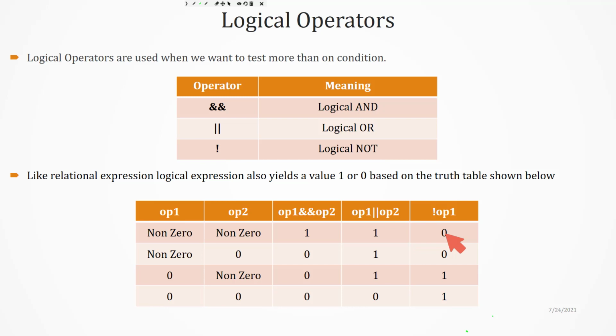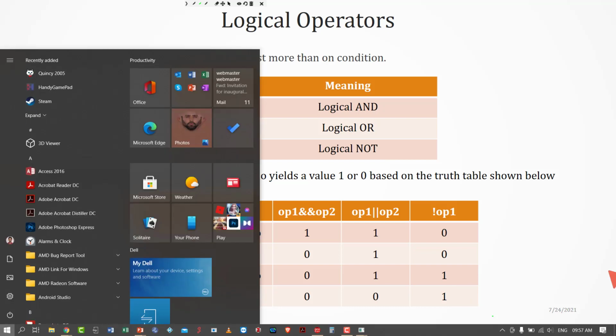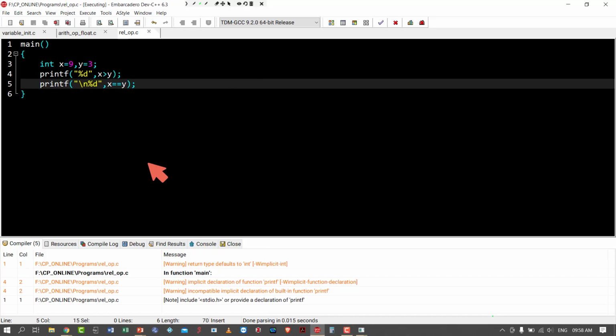So NOT means if the input is non-zero, the output will be 0. And if the input is 0, the output will be 1. So it will just complement, or take the inverse of the condition. Is it clear? Any doubt in this one? Okay, it is clear. So here we'll go back to the program, and after that I will give you a 5-minute break.